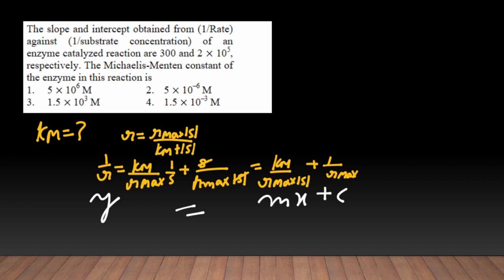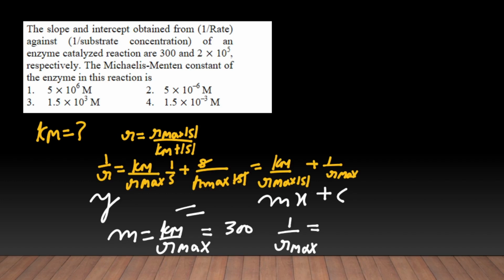So here the slope value we have is Km upon R max, which is equal to 300, and the other one, 1 by R max, will be equal to 2 into 10 raised to the power of 5, because these slope and intercept values are given to us. So from here we have to find the Km value.